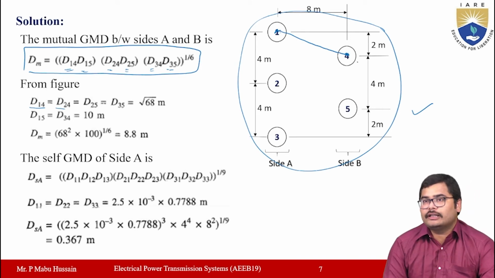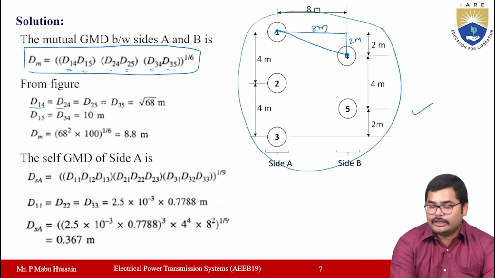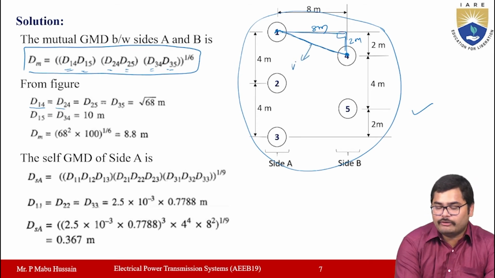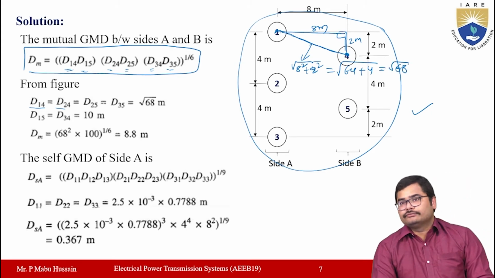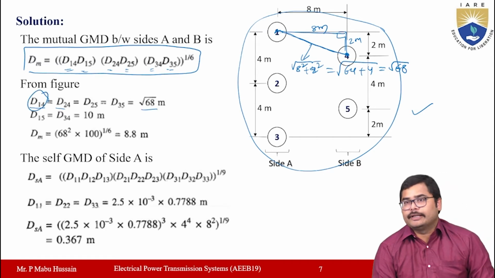The value is not given in the figure, but this distance is given as 2 meters and also this distance is given as 8 meters. It is making a right angle triangle, so this is the hypotenuse. According to the Pythagoras theorem, this value will be equal to under square root 8 square plus 2 square, which is nothing but 64 plus 4 under square root, which will be root 68. So D14 will be root 68 meters.